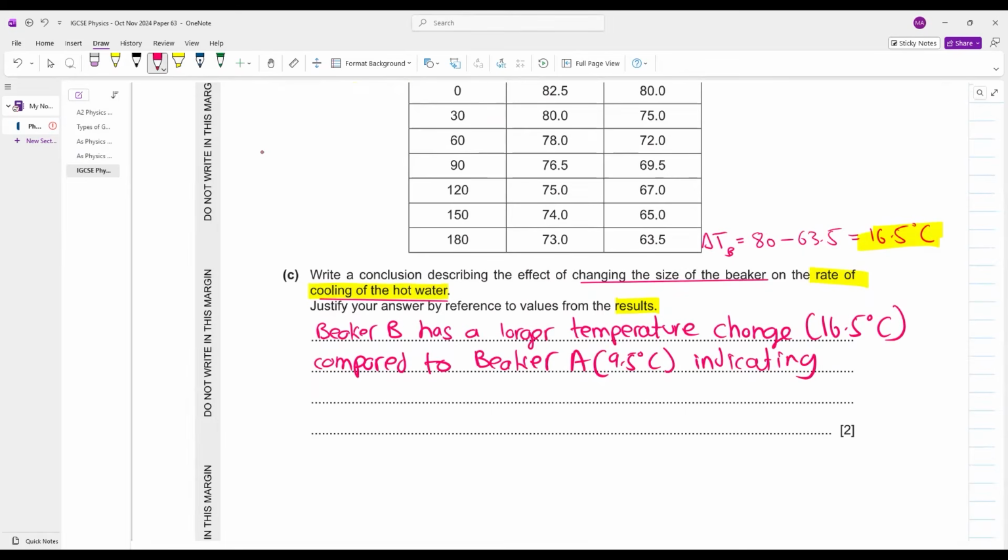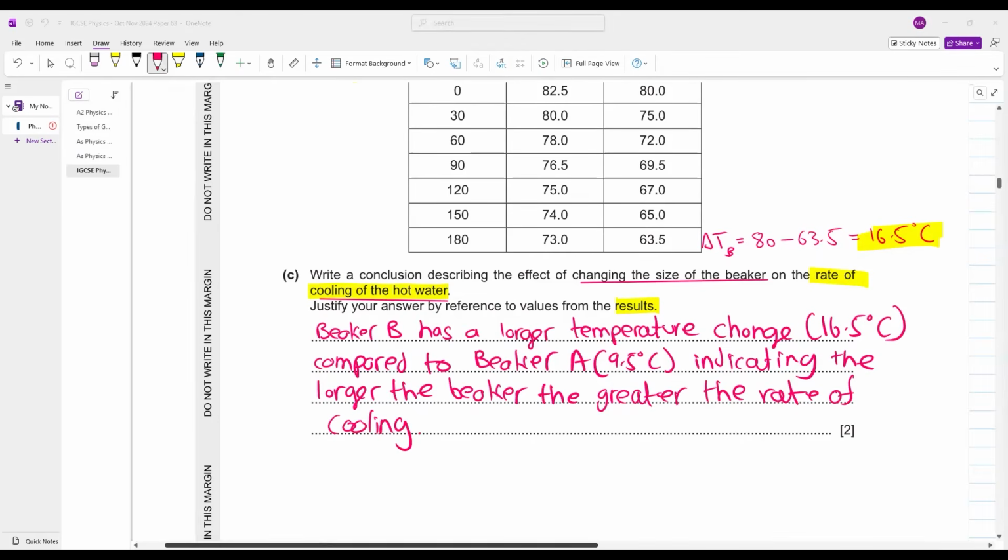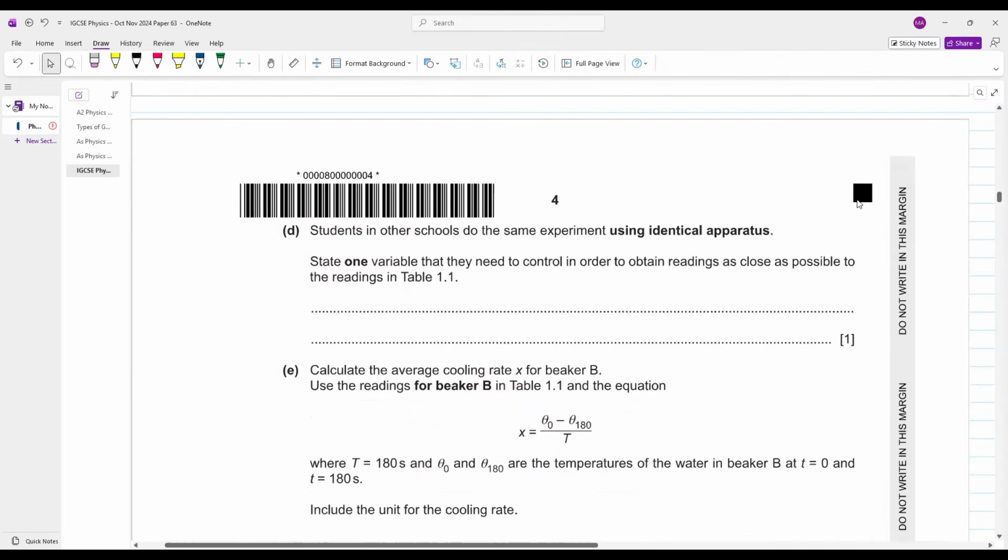Indicating that the larger the beaker, the greater the rate of cooling. बेटा जितना ज़्यादा बीकर होगा उतनी ज़्यादा रेट ऑफ कूलिंग ज़्यादा होगी. सिंपल एज दैट, नथिंग कॉम्प्लिकेटेड हेयर. आगे बढ़ते हैं. इधर आ जाओ.